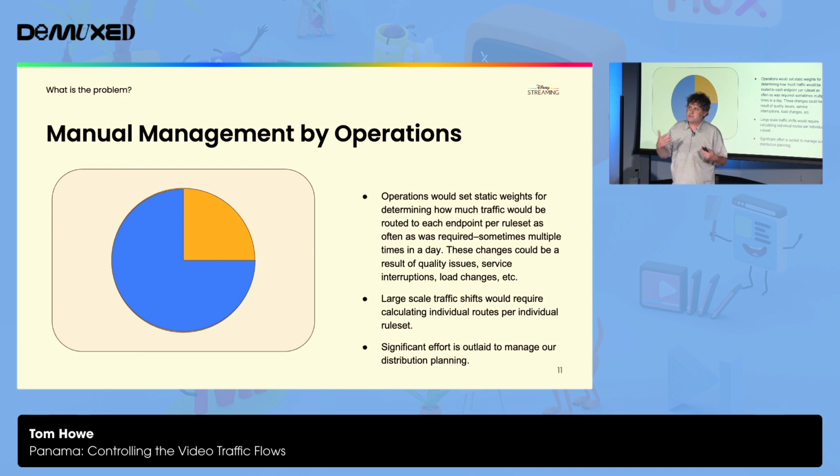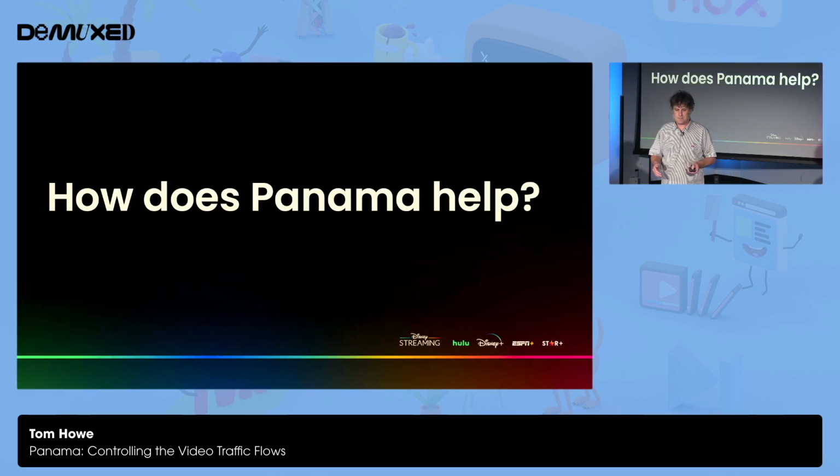It made our general overall allocation planning extremely difficult and tedious because they were constantly trying to calculate how much traffic is going to be shifted around across dozens of different rule sets. On the whole, a significant amount of effort was outlaid just to manage our allocation and distribution planning.